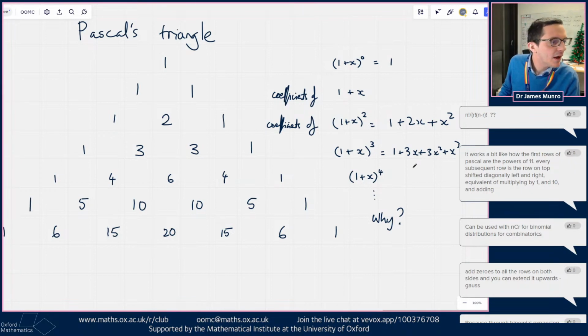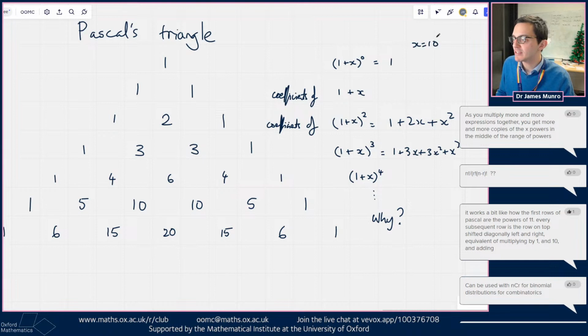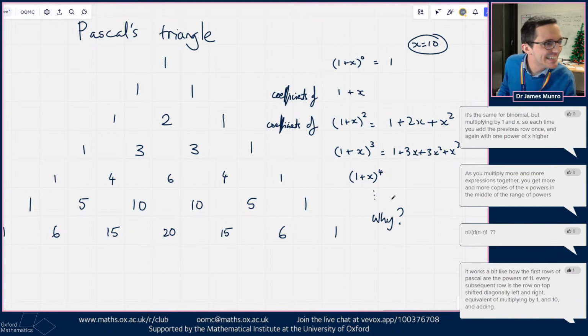Okay. Yeah. So it works like how these are also a bit like powers of 11, which, by the way, is a special case of subbing in x equals 10 into all of this on the right-hand side. Subbing in x equals 10 gives you powers of 11 on the right-hand side, and also the coefficients become digits. It works for a bit, and then it sort of stops working when you run out of digits. Don't overthink that.